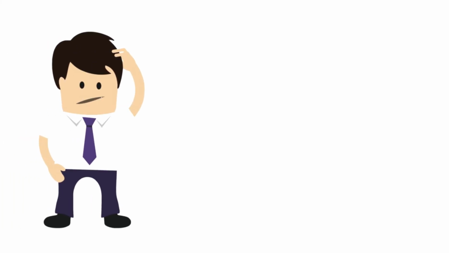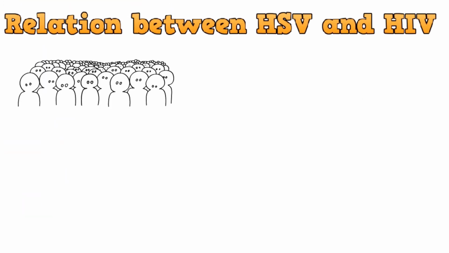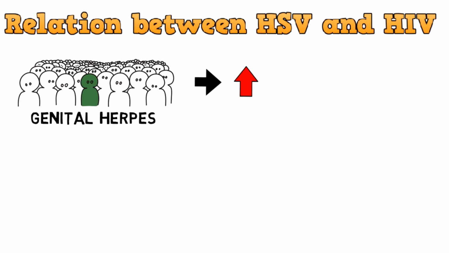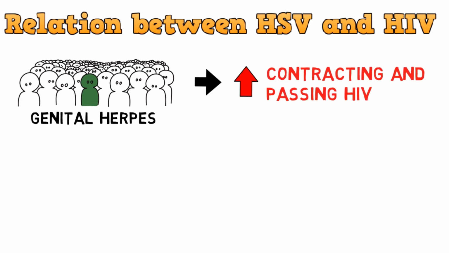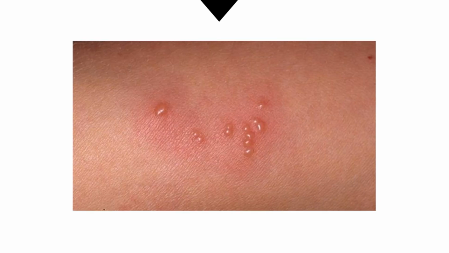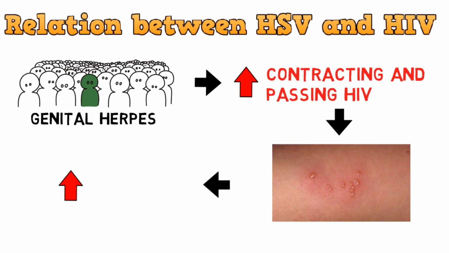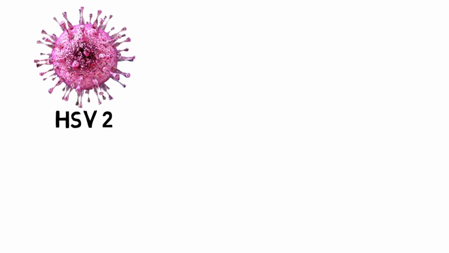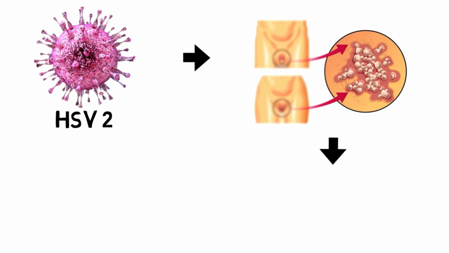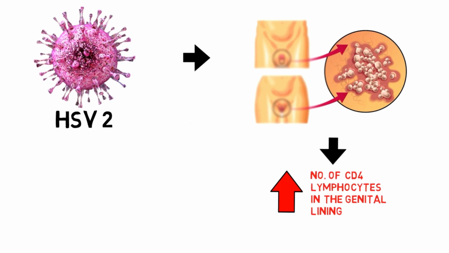Have you ever wondered about the relation between herpes simplex virus and human immunodeficiency virus? People with genital herpes have a higher risk of contracting and passing on HIV, as sores in the skin can facilitate HIV's ability to infect the body. What happens is HSV2 increases the number of CD4 lymphocytes or helper T cells in the genital area where the HSV2 lesion has occurred, which raises the risk of infection if the person is exposed to HIV.